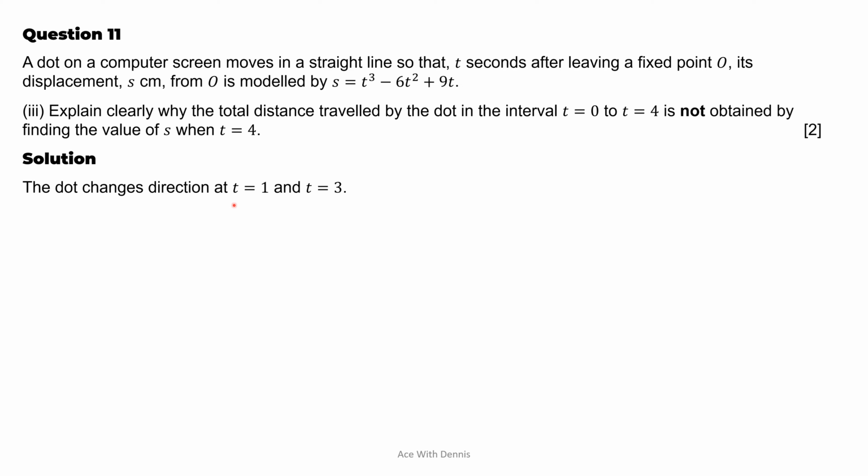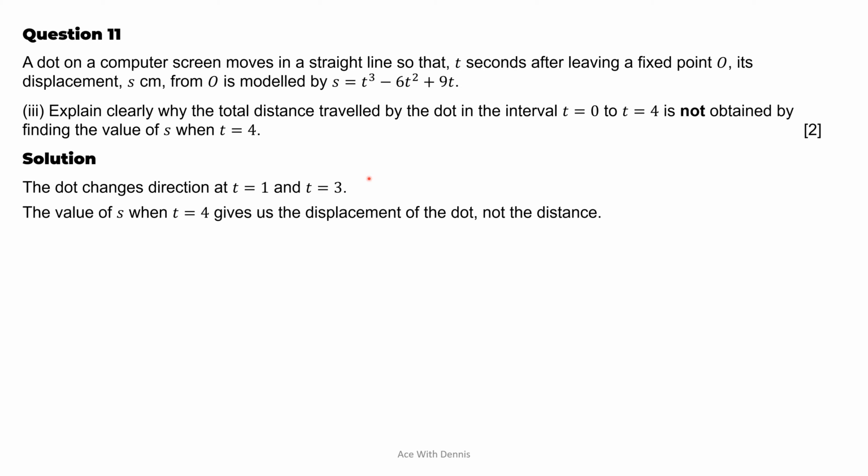The reason is pretty simple, because the dot changes direction at t equals 1 and at t equals 3, which means it is instantaneously at rest. So the value of s that we get when t equals 4 gives us the displacement of the dot, not the distance. The displacement means the distance between the starting point and the ending point only. So that's why it doesn't tell us the distance.